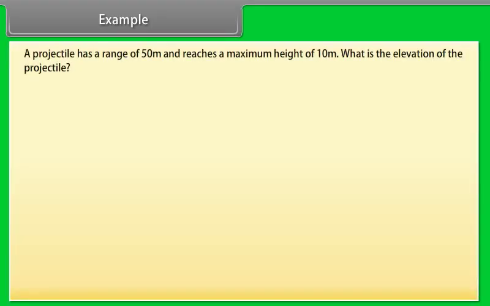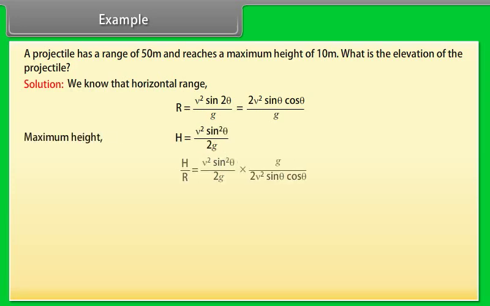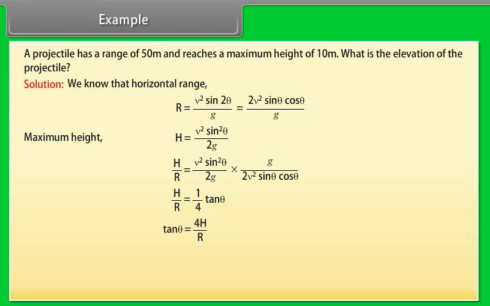Example. Let's take an example of projectile motion. A projectile has a range of 50 meters and reaches a maximum height of 10 meters. What is the elevation of the projectile? Let's see the solution. We know that horizontal range is equal to v squared times sin 2 theta divided by g. We derive the relation between height and range as h upon r equals 1 by 4 tan theta. On calculating this equation, we get the value of theta equal to 38.66 degrees.